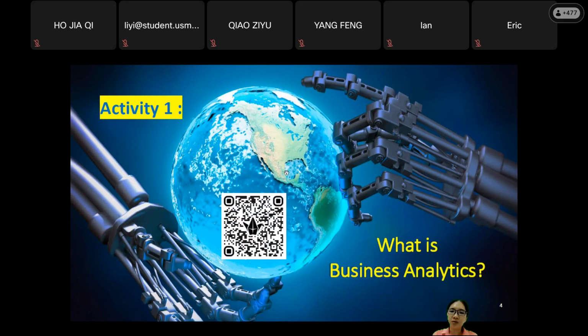Okay, now the first question: what is business analytics? Scan this QR code and I want you to answer in the Padlet. No need to write long paragraphs or long sentences. I only want the keywords. So please scan the QR code. It will lead you to the Padlet, and then at the bottom right of the Padlet, you can type the answer. Don't look at the answer in the slide given to you. Try to answer it by yourself.